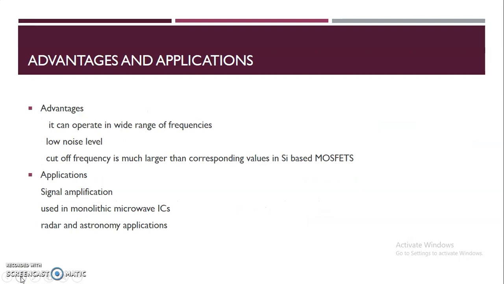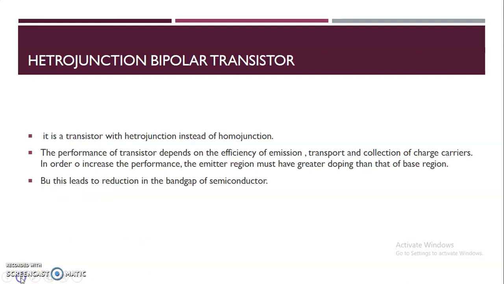Now, coming to the advantages and applications, it can be operated in a wide range of frequencies with low noise levels, and the cutoff frequency is much larger than corresponding values in silicon-based MOSFETs. The applications are signal amplification, and it is used in monolithic microwave ICs. Then they are used in cell phones and in radar and radio astronomy applications.